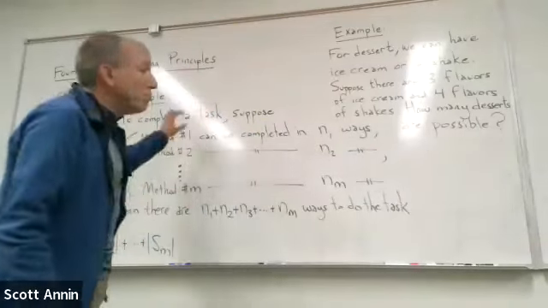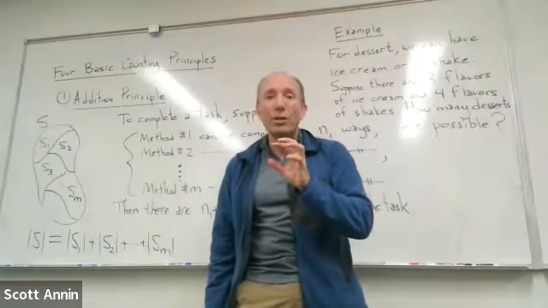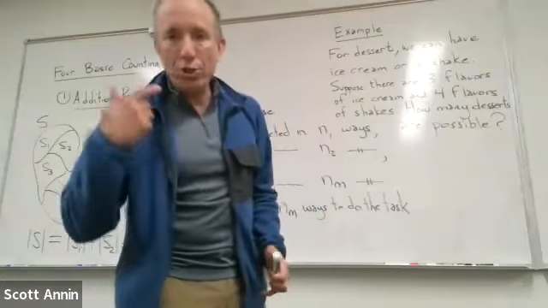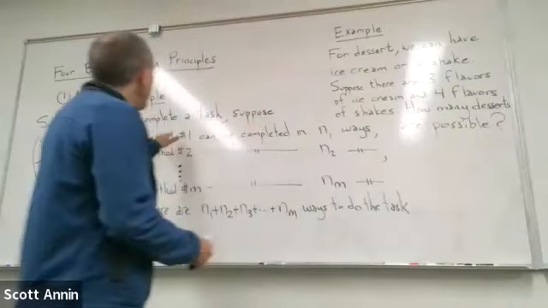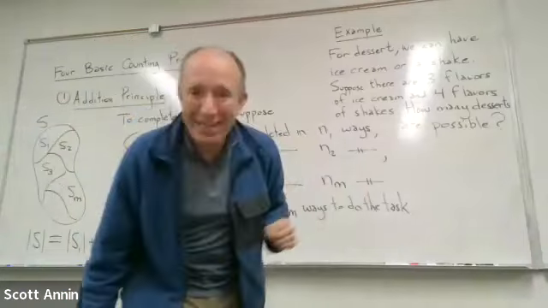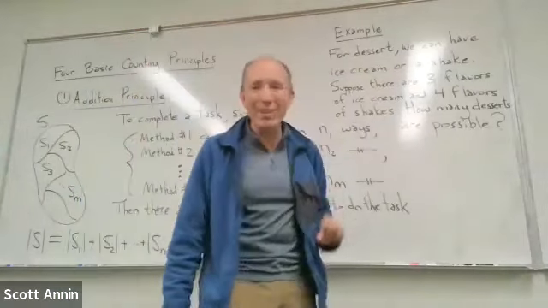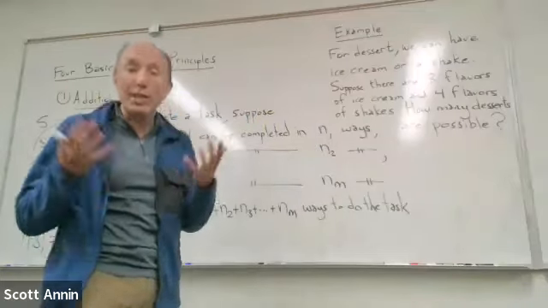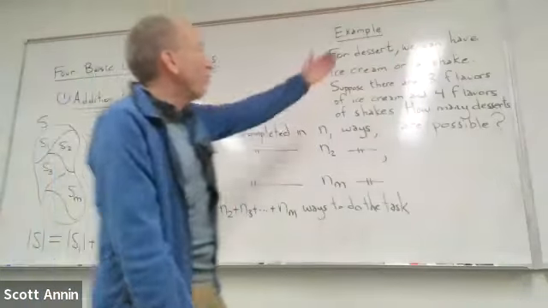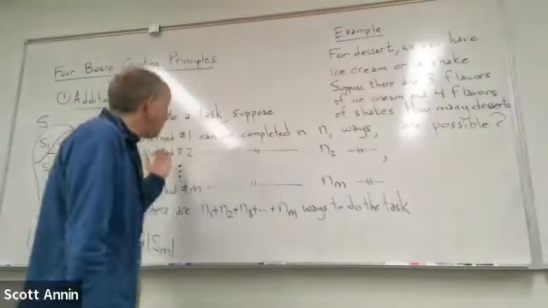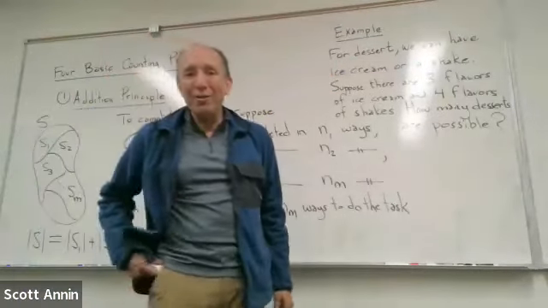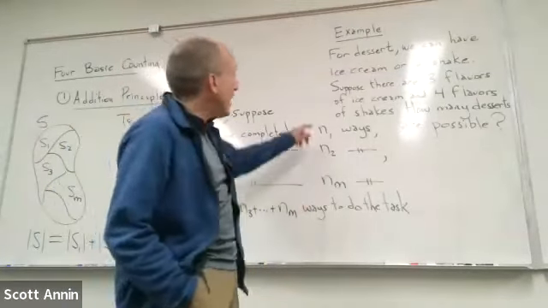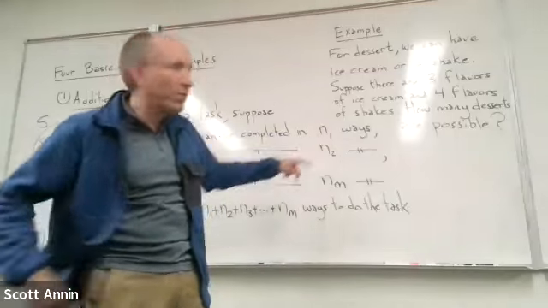And so I have 2 methods that I can use to choose my dessert, right? One method is I can choose ice cream. And how many ways are there to choose ice cream? There's 3 ways, because there are 3 flavors of ice cream. Or the second method of choosing a dessert is to choose a shake. And because there are 4 flavors of shakes, I would have 4 ways of choosing my dessert using a shake. In other words, N1 is 3 and N2 is 4.